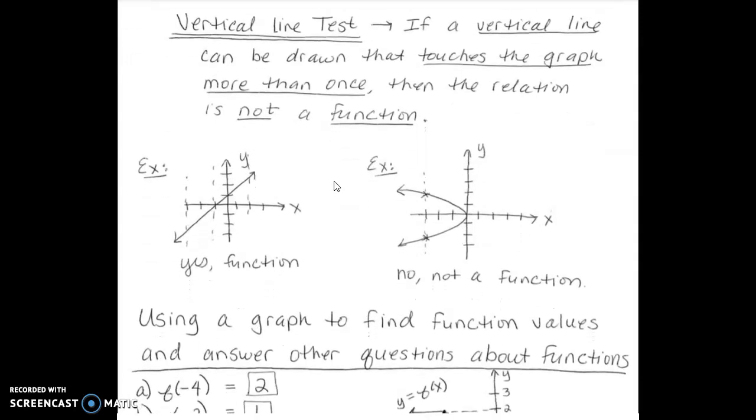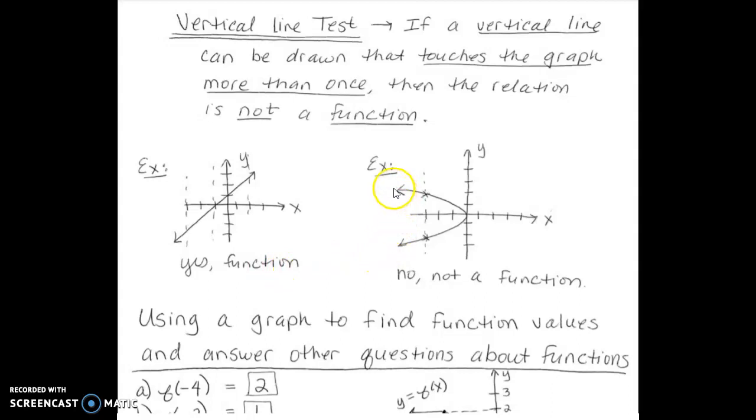So just a couple quick examples of using the vertical line test. So let's look at this graph first. So here we just have a slanted line graph. No matter where I draw a vertical line, I'm only going to touch that line one time. So that would be yes, this is a function.